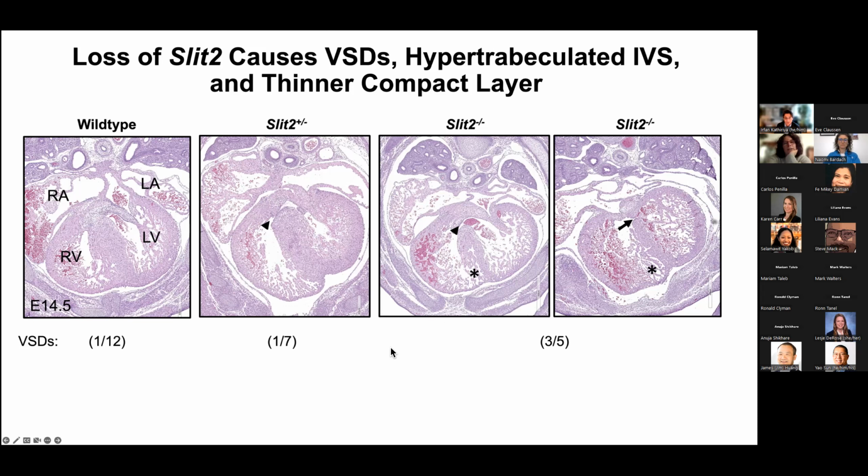Not at the interventricular septum. I know Ron is on. He can be put on the spot. We won't put Ron on the spot. Yeah.